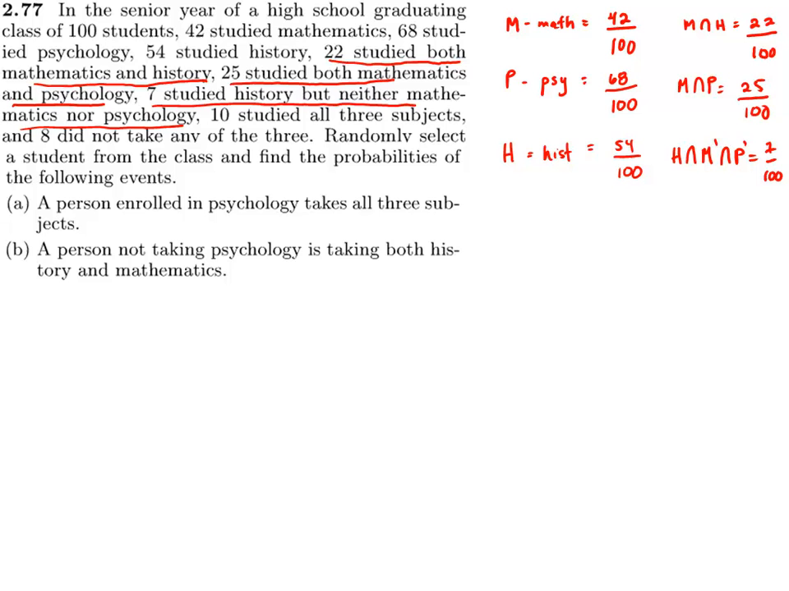And then we have 10 who study all 3 subjects. So all 3 subjects is 10. So that's all the information the problem is providing. And using that information, now we want to answer the questions. So the first question is, find the probability of the following events. A person enrolled in psychology takes all 3 subjects.